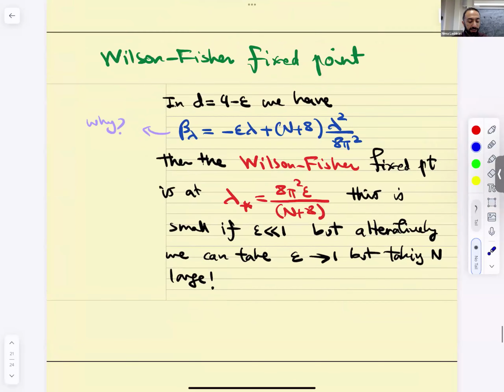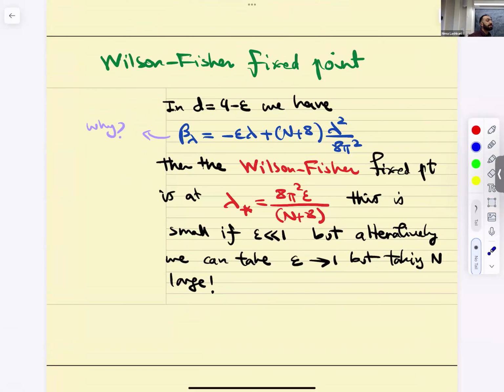Now comes the trick. Go to 4 minus epsilon dimensions. Do the calculation again. We saw an example of this. The beta function comes out to be the same thing minus epsilon lambda. So there is a Wilson-Fisher fixed point when this term and this term cancel, and that is lambda star equals 8 pi squared epsilon over N plus 8. All right. That depends on epsilon and d minus epsilon dimensions.